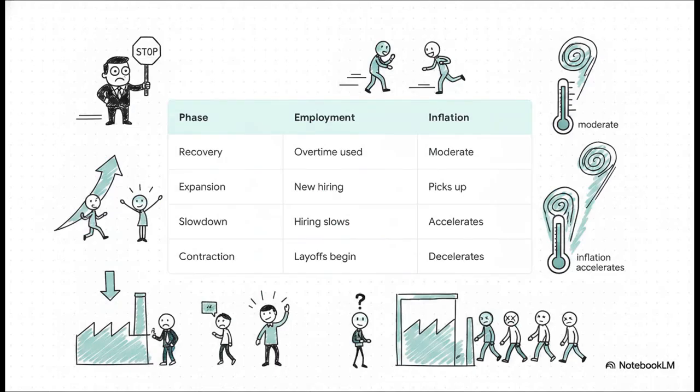Now, what's really fascinating here is how these phases map exactly to your job prospects and your wallet. In the recovery phase, businesses are, understandably, pretty cautious. So instead of hiring new people, they rely on overtime for their existing workers. Unemployment stays high, and inflation is moderate. But then look at expansion. The economy is booming, new hiring takes off, and unemployment falls. By the time we hit the slowdown, while hiring slows, we might actually see worker shortages, and inflation really starts to accelerate. Finally, in a contraction, it's cut hours, hiring freezes, and layoffs. Inflation does eventually drop, but usually with a really frustrating lag.